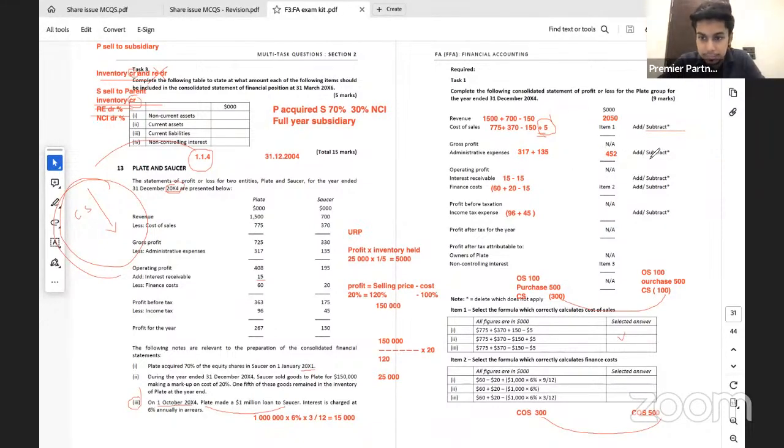Where, guys, the answer is that also subtract expense, no? Right, interest, guys, once we update, the answer will become 0 dash. Finance cost, guys, 60 plus 20. Okay, that's item number 2.